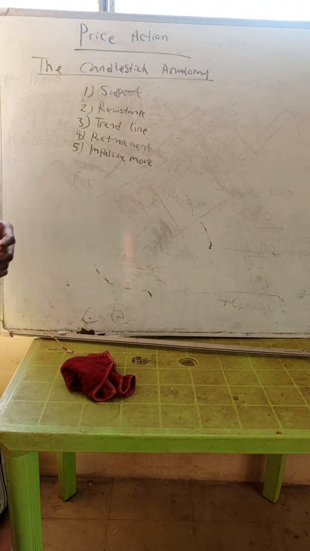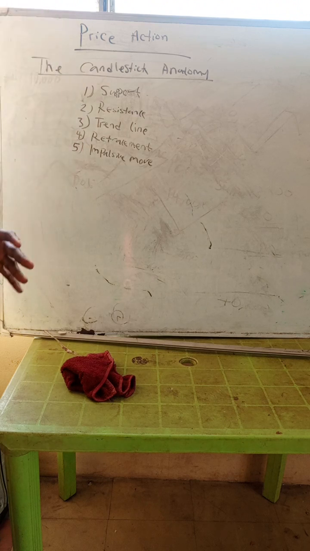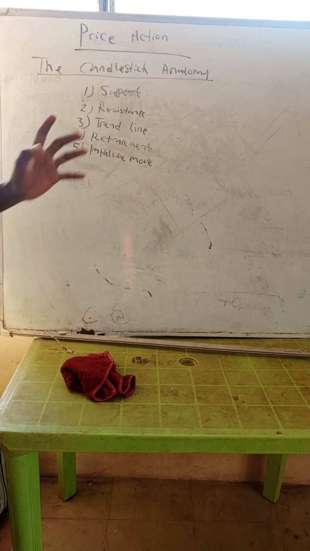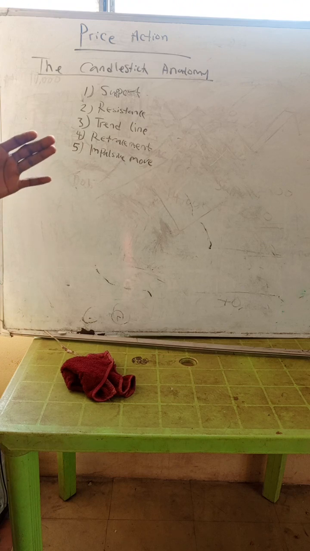Now, first of all, there are types of market. There are even four types of market in a forex market or any financial chart. We are going to talk about market structures, but I just want you to understand that there are four types of market structure, right?